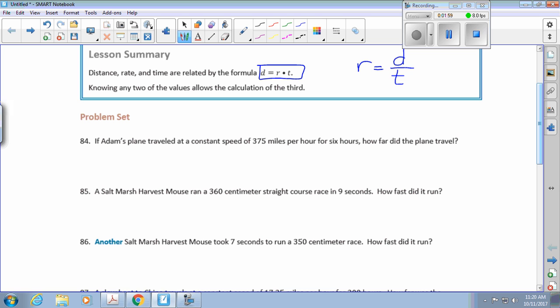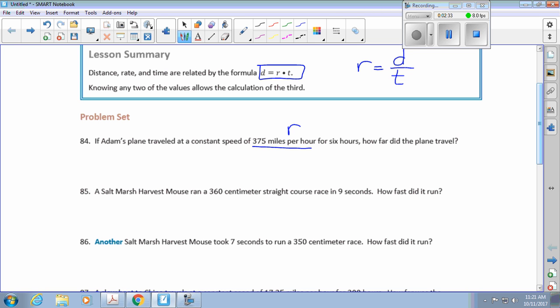So you had to underline a few things. It says if Adam's plane traveled at a constant speed of 375 miles per hour for 6 hours, how far did the plane travel? So I'm going to ask my class, who can tell me one thing I need to underline here? Cam? 375 miles per hour. Per hour, very good. We hear the word per, so we know that we've just been given the what? Rate? The rate. So I want everyone to look at their paper and see, did you label that R for rate?